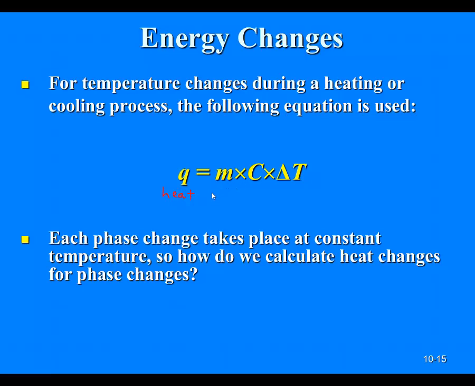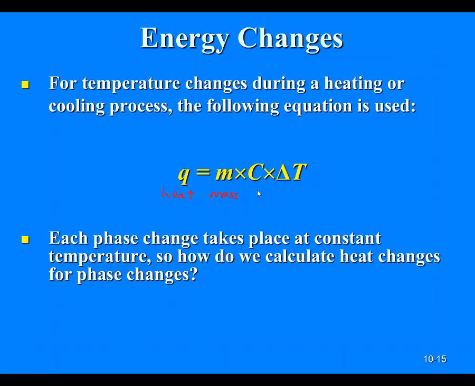And then I have my mass, and my mass is usually in grams or kilograms, most likely in grams. And then I have my specific heat constant, which is going to be in calories per gram degrees Celsius or calories per gram Kelvin, or I might have joules per gram degrees Celsius or kilojoules or kilocalories.